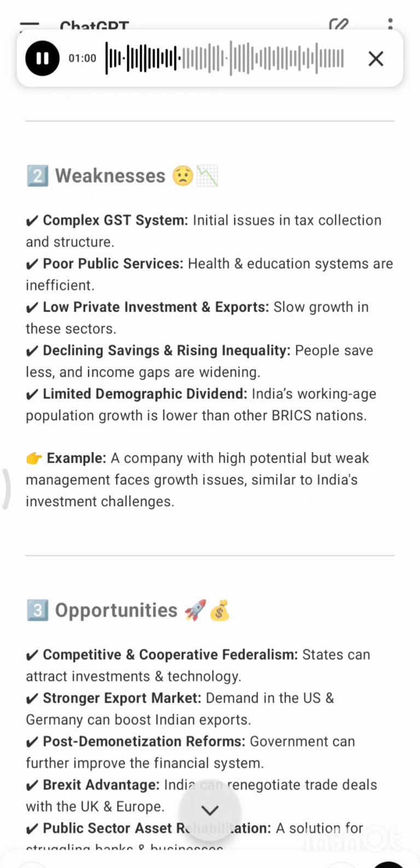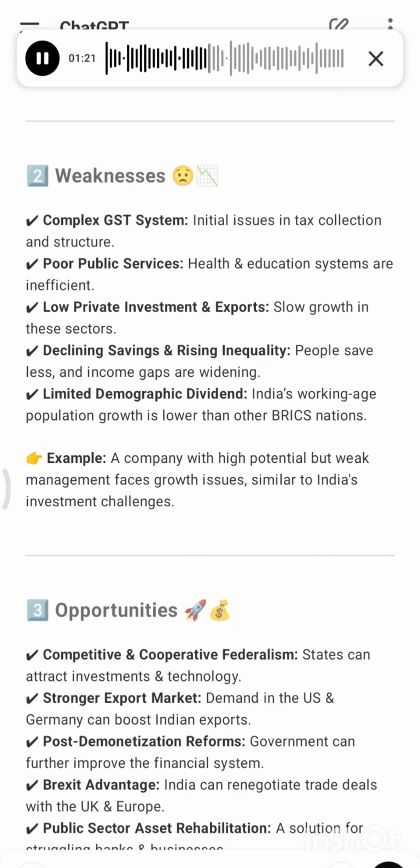Weaknesses. Complex GST system, with initial issues in tax collection and structure. Poor public services: health and education systems are inefficient. Low private investment in exports, and slow growth in these sectors. Declining savings and rising inequality: people save less and income gaps are widening.